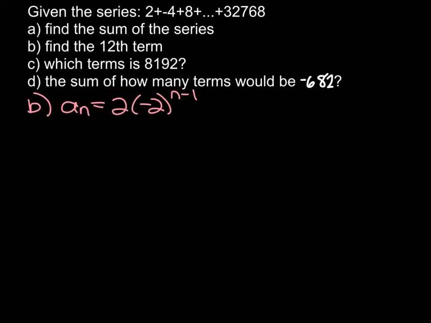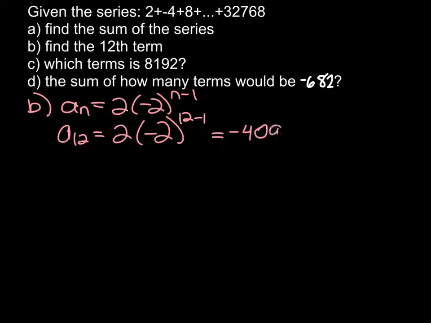Part B asks us to find the 12th term. We already found the explicit formula for the geometric sequence. So to find the 12th term, we just let n equal 12. We're going to do -2 to the 11th power times +2, and we get that the 12th term is -4,096.